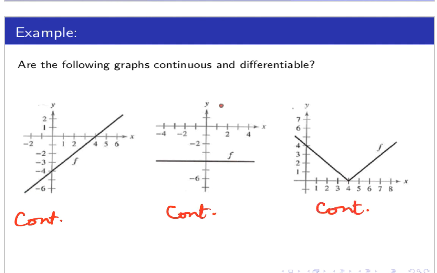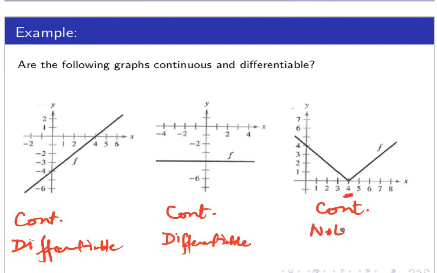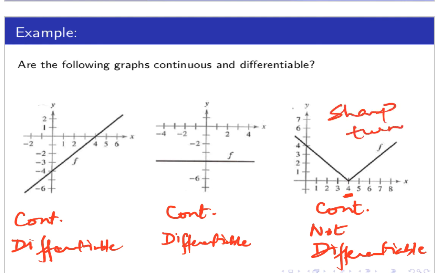Now let's look at the first graph in terms of differentiability. There are no sharp points. So this one is differentiable. Similarly, the second graph is also differentiable. It's a horizontal tangent line. Now, we just said, if you see a sharp turn, as you have at 4, then the last graph is not differentiable. And the reason is, it has a sharp turn or a point or whatever you want to say.